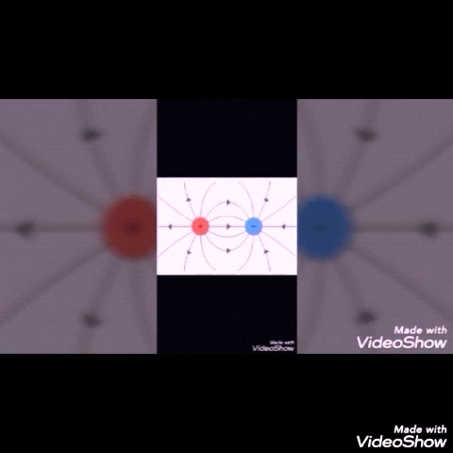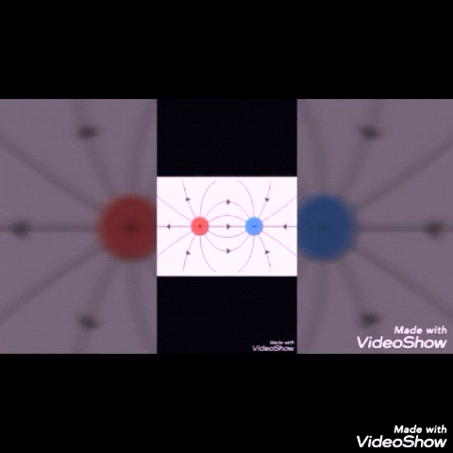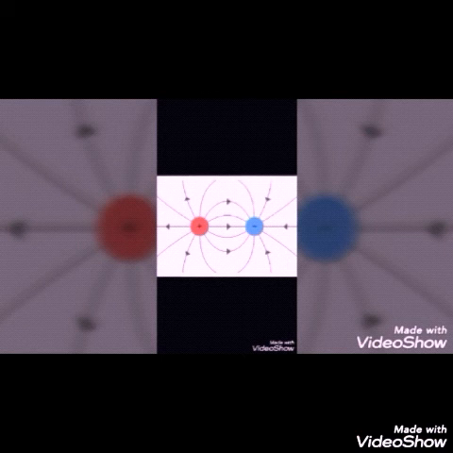What is meant by charge? Charge is a fundamental property of particles. There are two types: one is positive, another one is negative. Charges can transfer from one object to another object by friction.